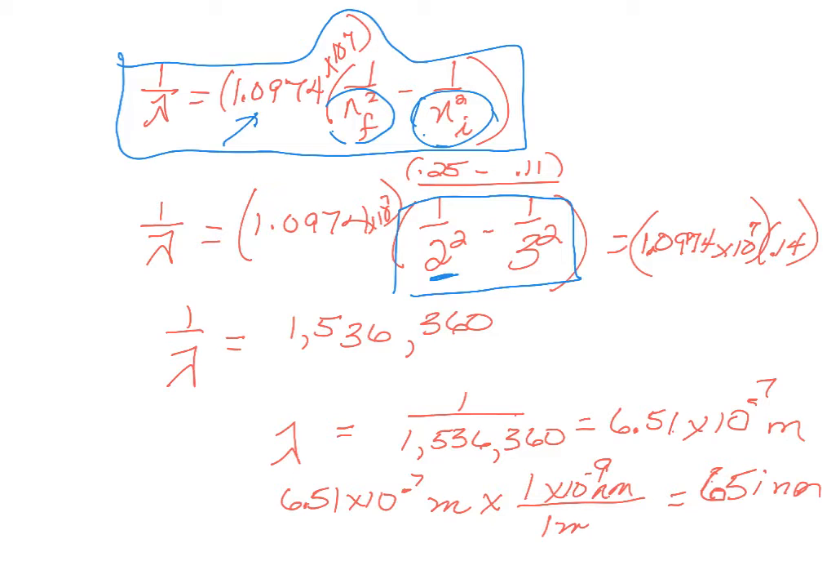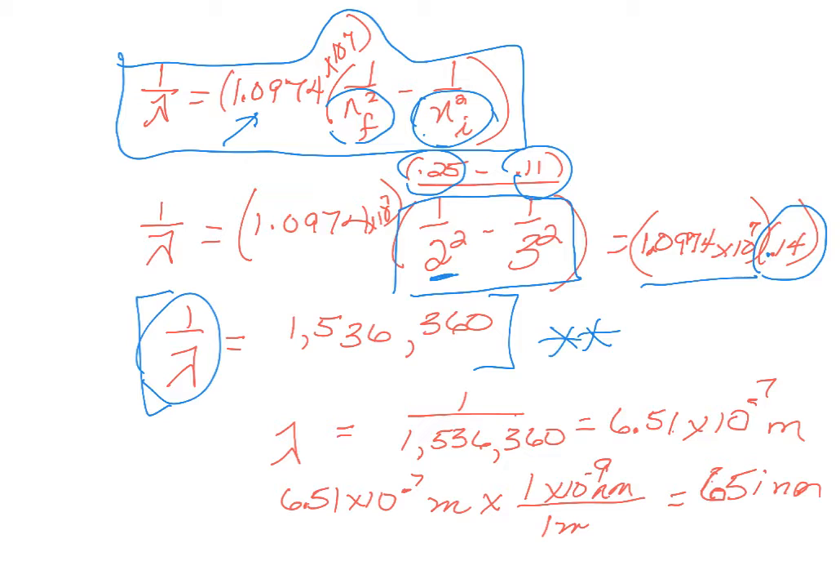1 divided by 2 squared, which is 4, obviously, is 0.25. 1 divided by 9 is 0.11. And so when you work that out, the wavelength transition, it's 0.14. Multiply it by the Rydberg constant, and you get this massive number. Now, very, very, very important.